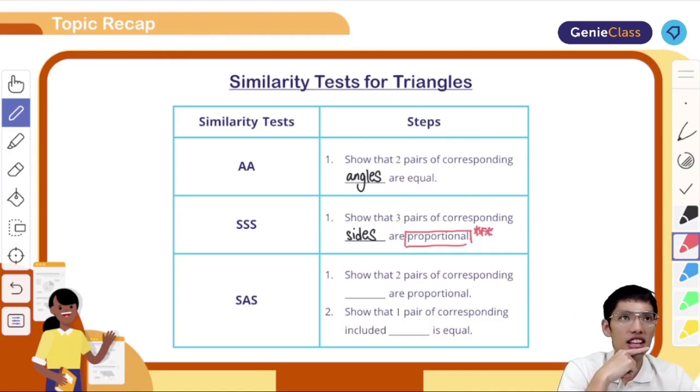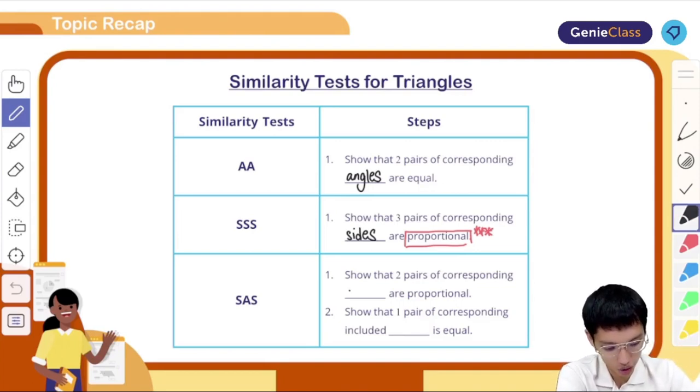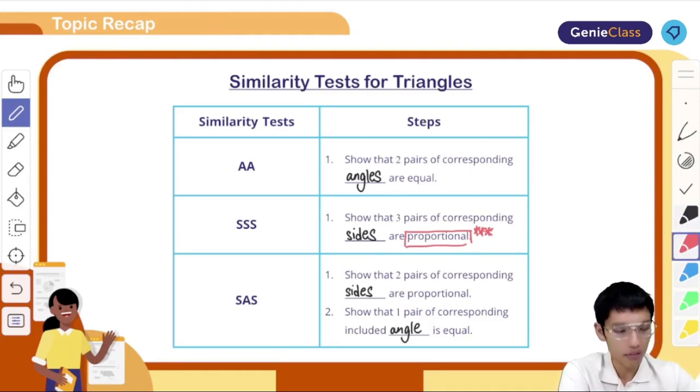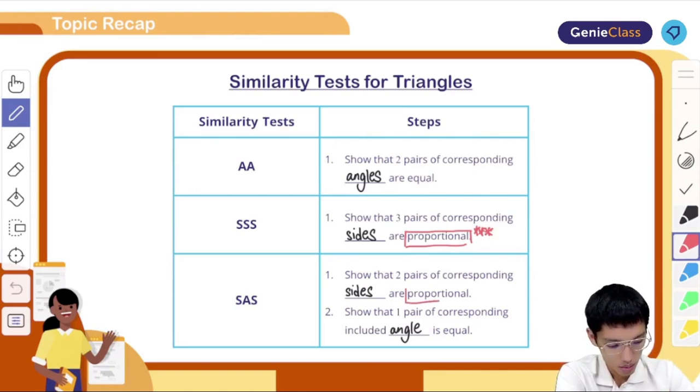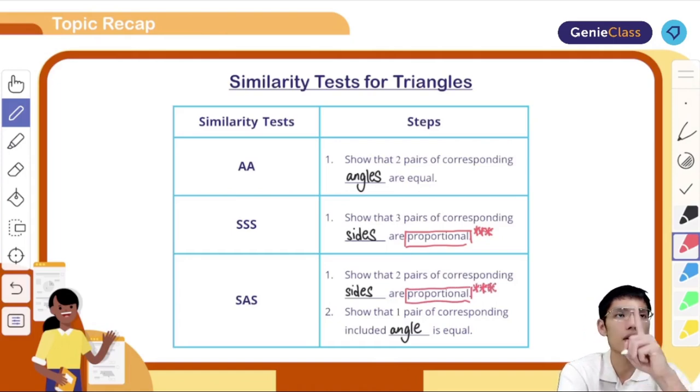And lastly, SAS. Similar to the congruence one, I need to show the corresponding sides and included angle are there, but the difference is for corresponding sides, they are proportional. The sides have to be proportional. Just take note that is the main difference for similarity and congruence.